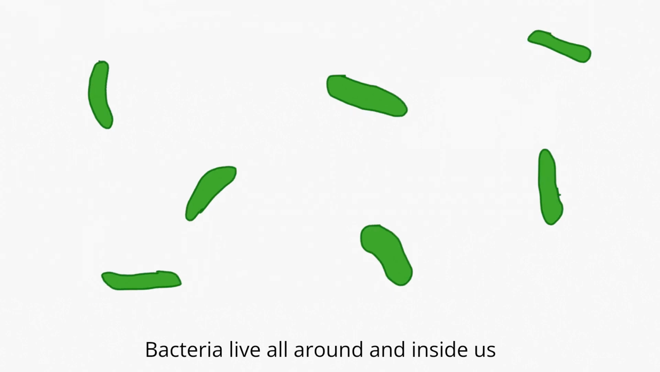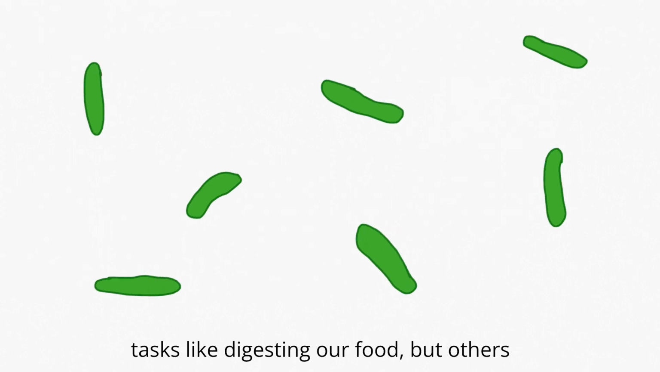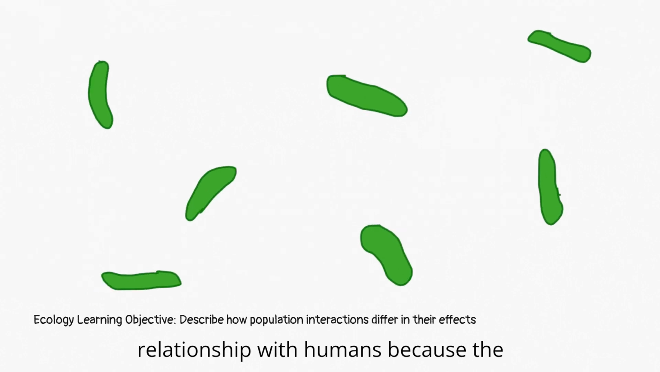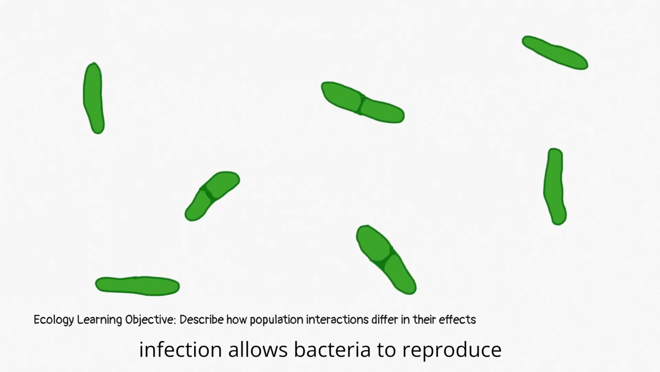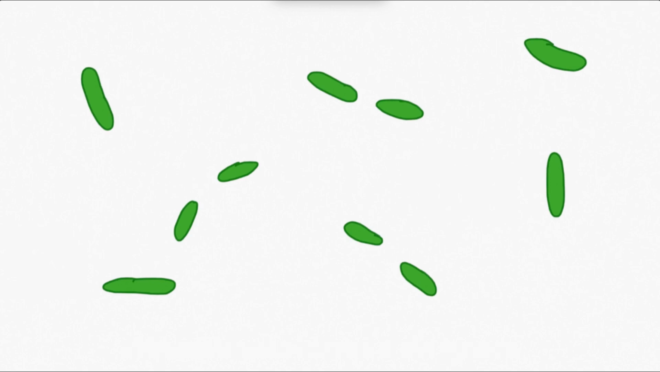Bacteria live all around and inside us every day. Some bacteria help us with tasks like digesting our food, but others are pathogenic, causing disease. Pathogenic bacteria have a parasitic relationship with humans because the infection allows bacteria to reproduce and spread from one host to another, while humans are harmed in the process.